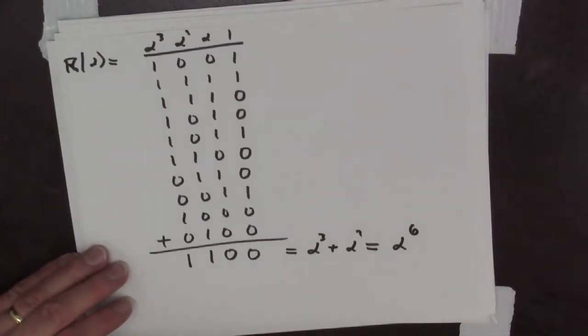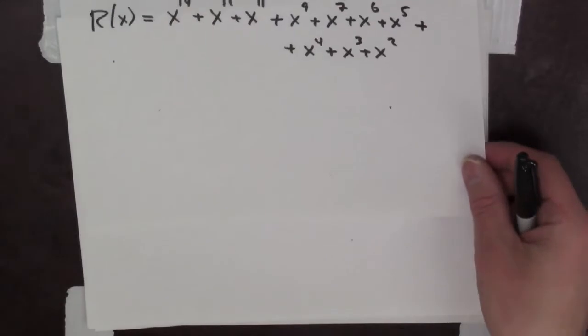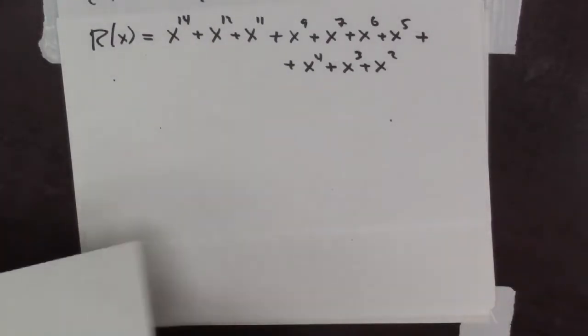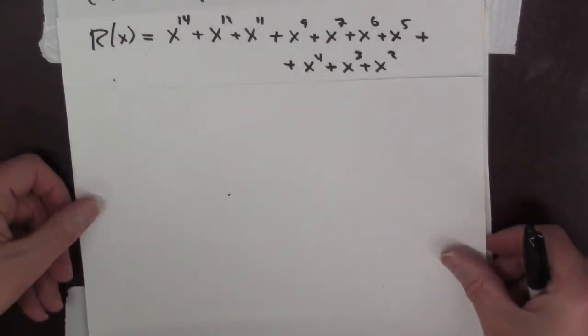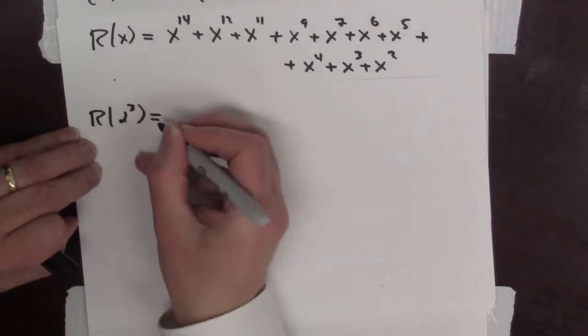Now we have to go for the next thing, r of alpha cubed. Now, there I really want to substitute things in. Be careful. So here's r of x. Now we're going to do r of alpha cubed. Hopefully we get lots of cancellation happening, so it'll be a bit less painful to calculate.